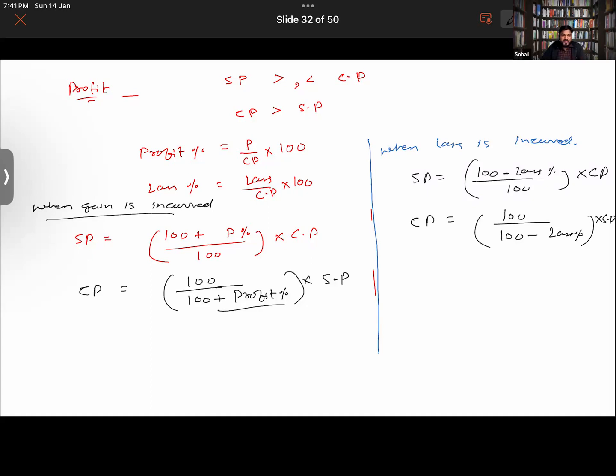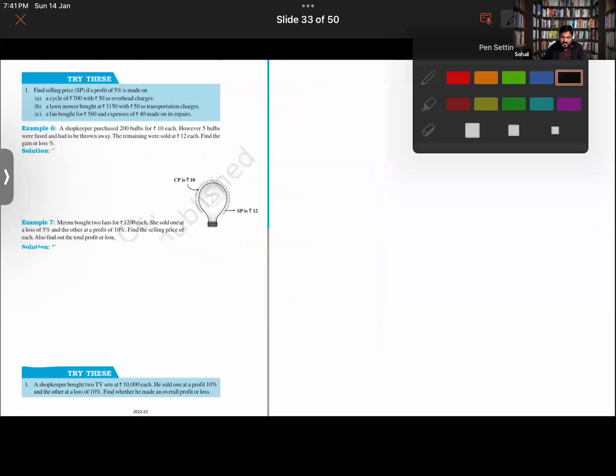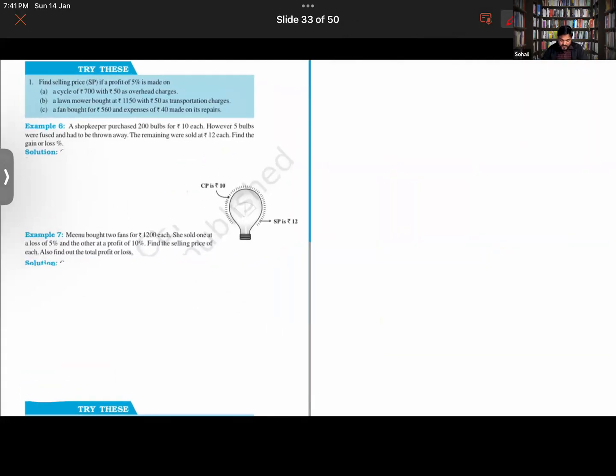Moving on, today we are going to be talking about value added tax, what is sales tax, what is compound interest, what is simple interest. Those things we are going to discuss, but before that, we will be solving a few questions.